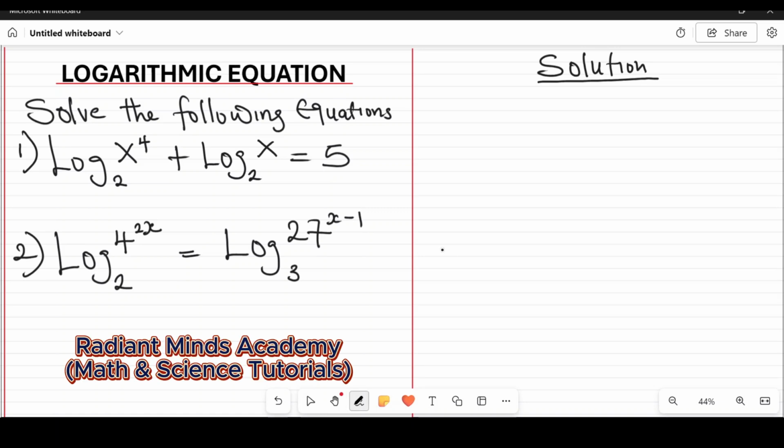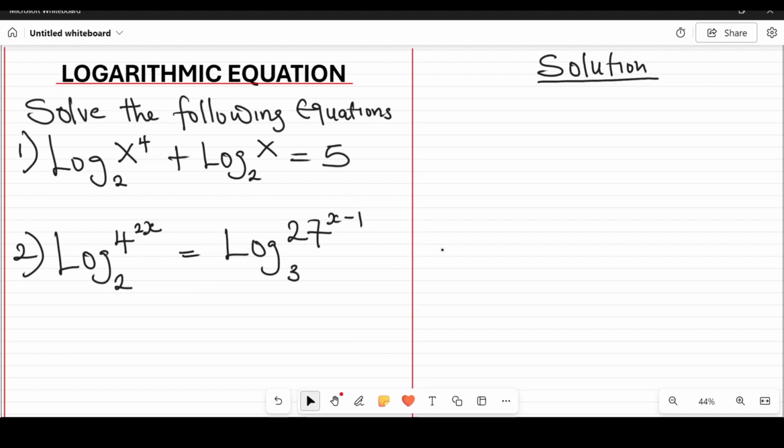In this video, I will walk you through the concept of logarithmic equation, a very important concept in mathematics, and it is widely used to solve different kinds of problems. And in this video, we will learn how to solve logarithmic equation. Watch to the end so that you will be able to solve any kind of logarithmic equation.